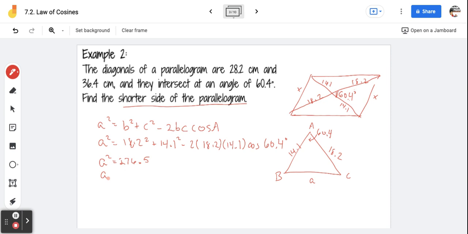And so A is equal to the square root of 276.5, and the square root of that is 16.6. And that is the short side of the parallelogram. Okay.